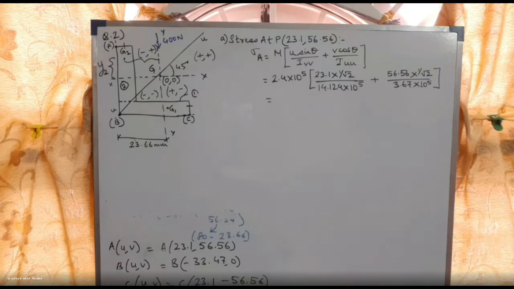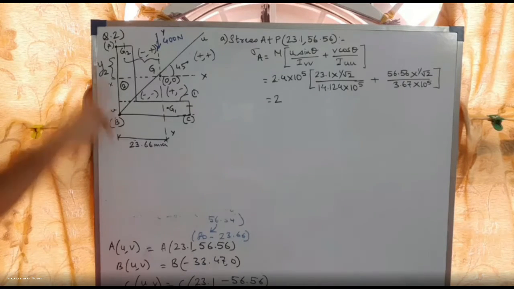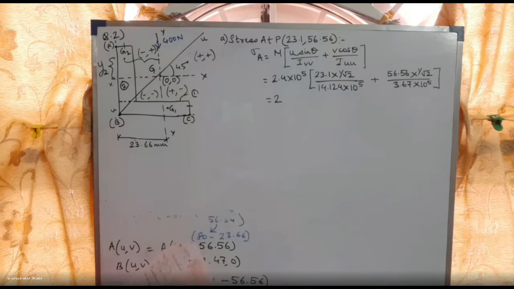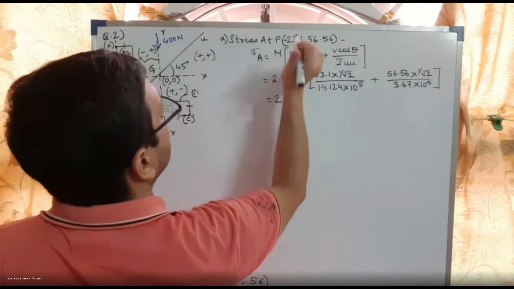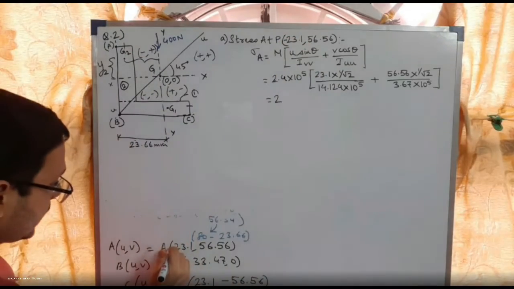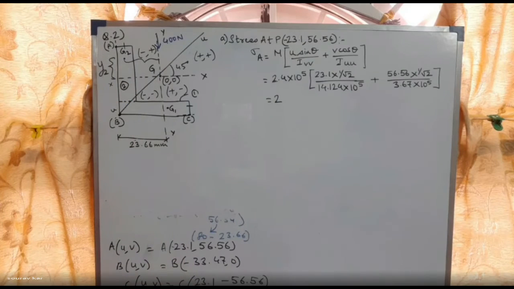It is coming 28.9. Yes, but the 23.1 should be minus, because if the point is in the second quadrant, X will be minus and Y will be plus. Yes, minus 23.1.